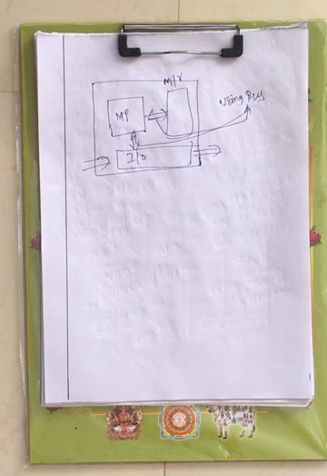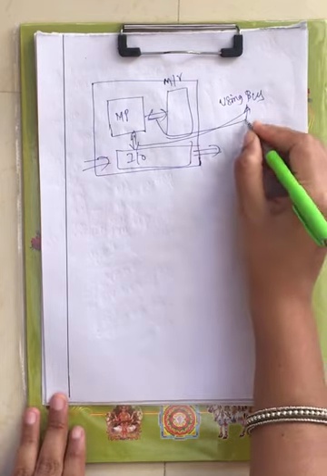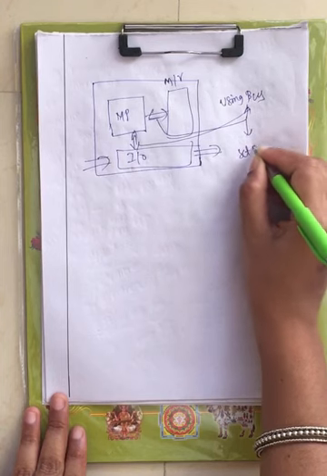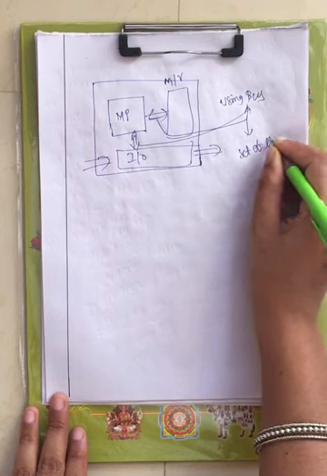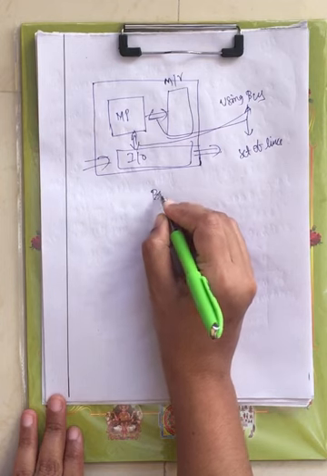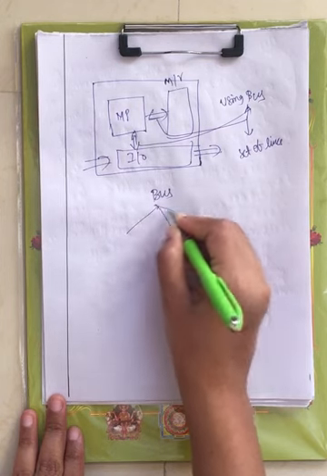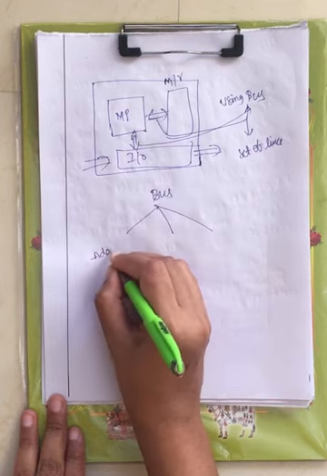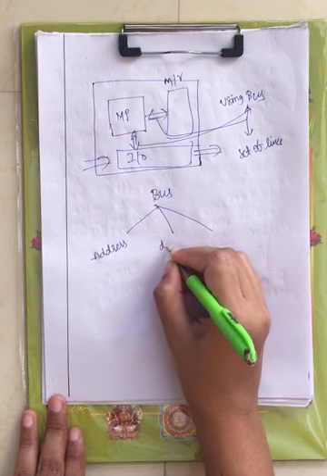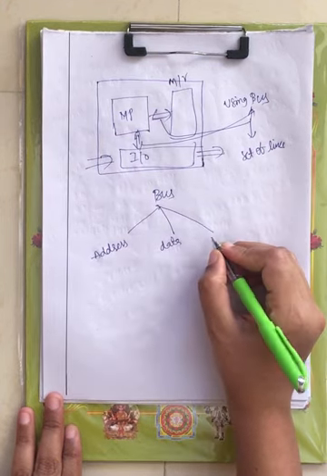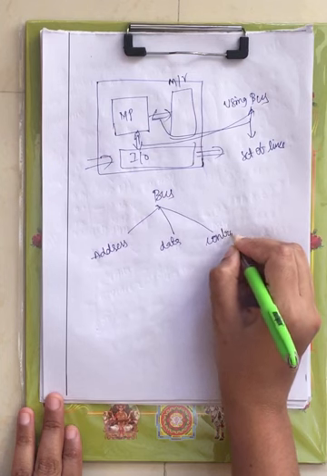Bus is nothing but a set of lines. Now here you have three types of buses. One is the address bus, another is the data bus, and another is the control bus.